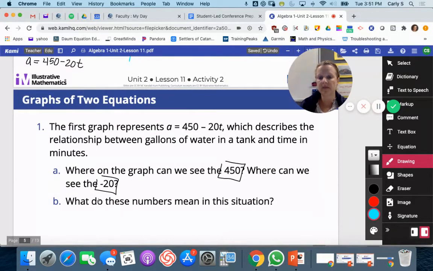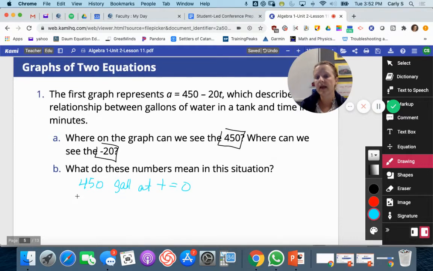What do these numbers mean in this situation? 450 is the gallons at time equals 0. And negative 20 is the gallons of water lost each minute.